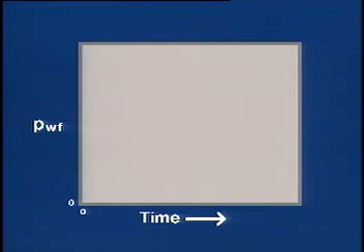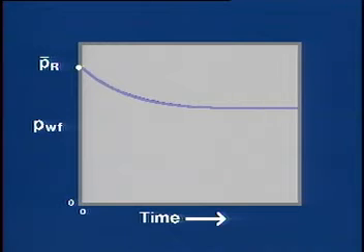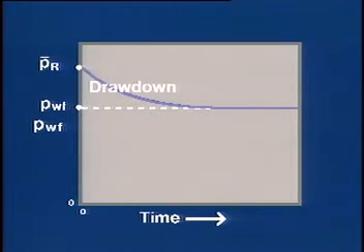Now let's look for a moment at a pressure versus time plot. Without going into the laws of flow, we can state that if we open a well to production at a reasonably constant flow rate, the flowing bottom hole pressure, P sub Wf, will soon stabilize. The stabilized pressure drop is called the drawdown.